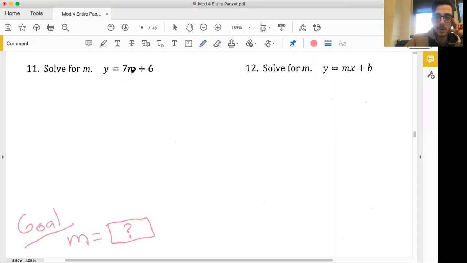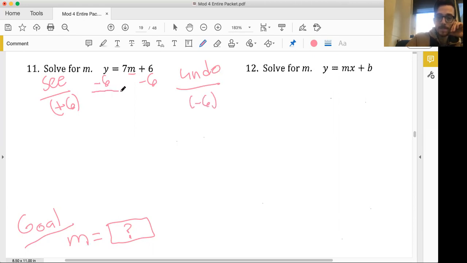So I know that m's right here. m's kind of buddied up with 7 right now, so we'll get to that in a second. But what's on the right side that's not the 7m? Hopefully you're saying the 6. So we see a positive 6, and so we're going to undo that with a negative 6 on both sides. So y minus 6 now equals 7m.